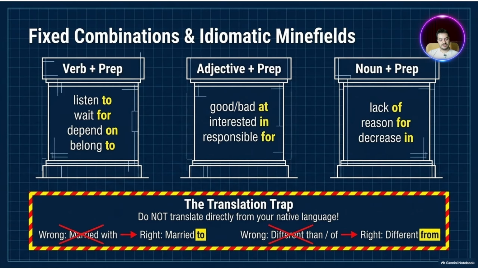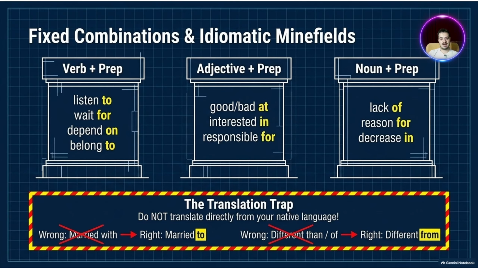Now it is time to look at fixed combinations and idiomatic minefields. Some fixed combinations that we have, for example, we say listen to or wait for, depend on or belong to. These prepositions never change and they are fixed. You must definitely use a dictionary to figure out the rules and laws that apply to any verb. So if we have listen, we have listen to. If you use the word listen on, that doesn't make any sense.